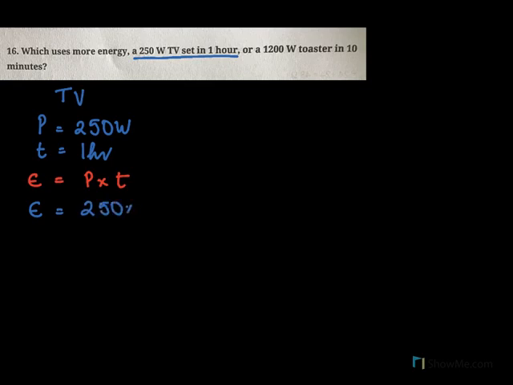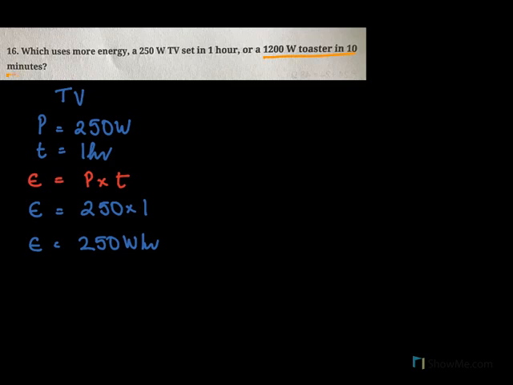Which uses more energy, a 250 watt TV for 1 hour or a 1200 watt toaster in 10 minutes? So first we have a TV working for 1 hour. For the TV our power is 250 watt and the time it works for is 1 hour. Here we don't require the power, we require the energy. The energy is power into time. So energy for the TV is 250 times 1, so energy is 250 watt hour.